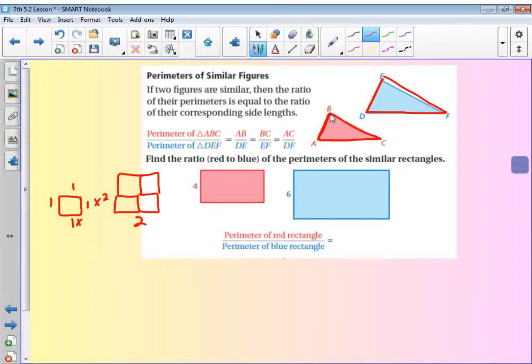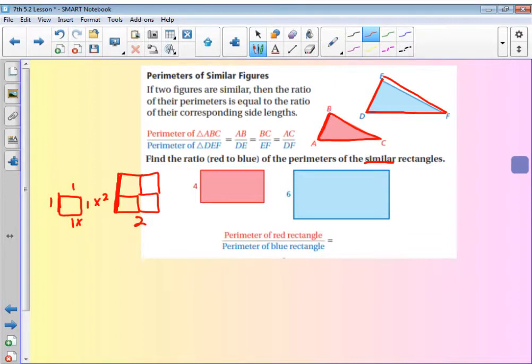We know that this one length right here is the same as this two-sided length there. In proportion, they are the same, okay, because those are similar figures. So that's what we're going to be working with today. It says find the ratio of red to blue of the perimeters of these similar rectangles. So they are telling us they are similar, which means they are proportional.